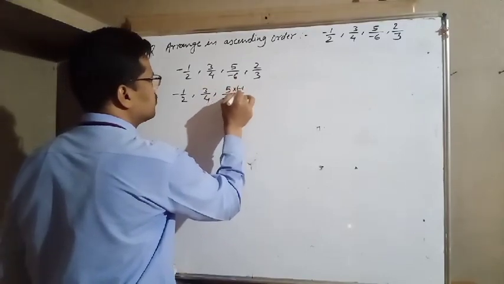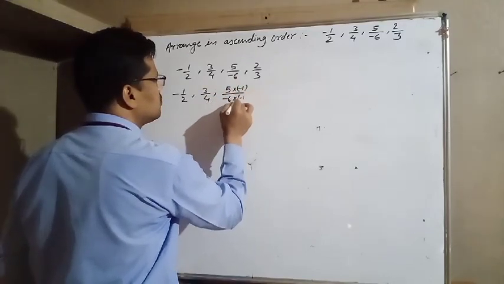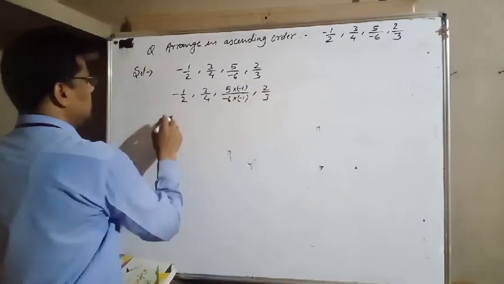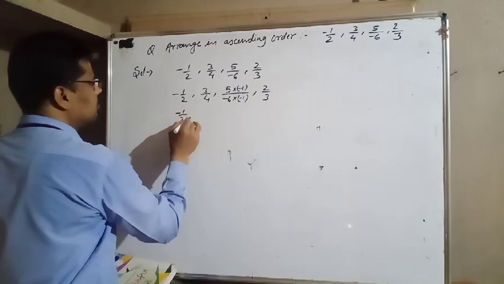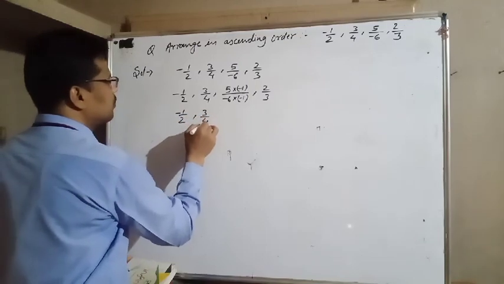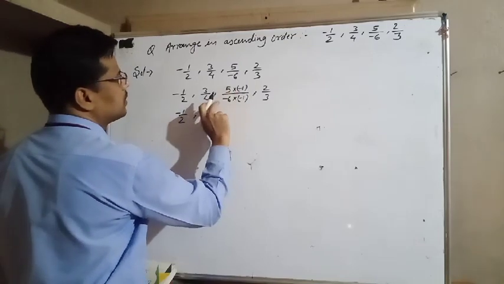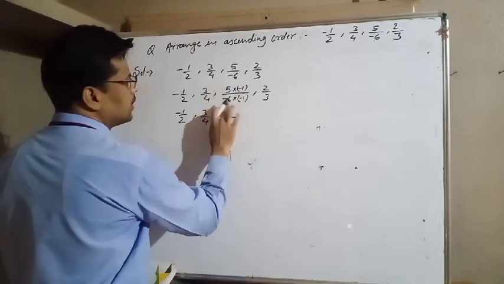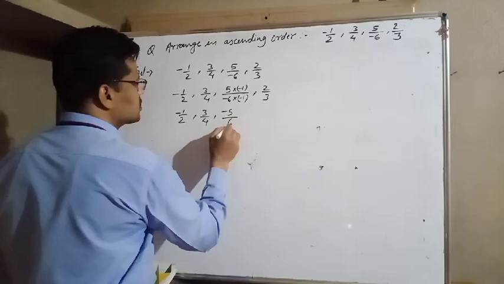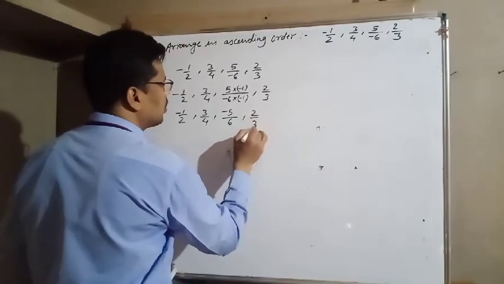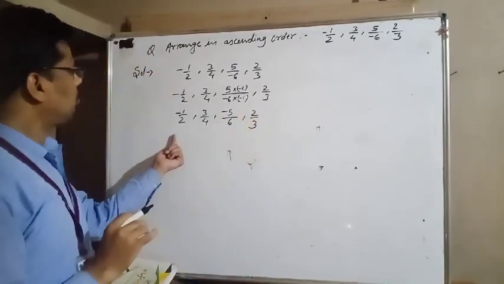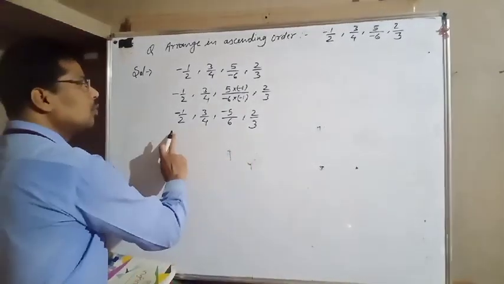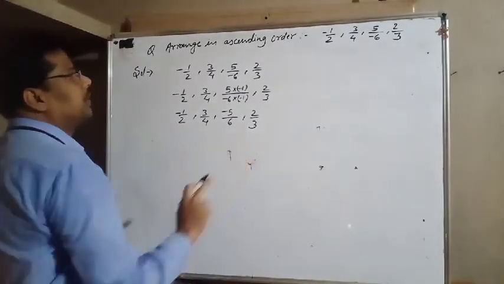Minus 1 upon 2, 3 upon 4. When you multiply the 5 by minus, minus times minus is plus, and the 6 will just be 6. Then 2 upon 3. Now look here. All the denominators are positive. Now we want to compare.